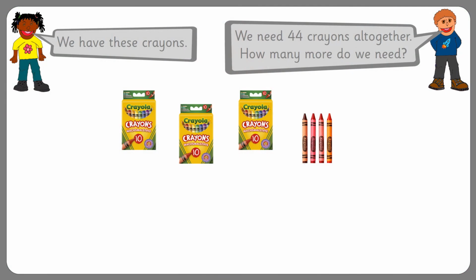So today we have been looking at counting numbers which have got 10s and 1s in them. And what we're going to do next is to use everything that we've been practicing to have a go at solving some problems. So here's our friends Poppy and Wilf with a problem for you. And Poppy is saying, we have these crayons. And Wilf is saying, we need 44 crayons altogether.